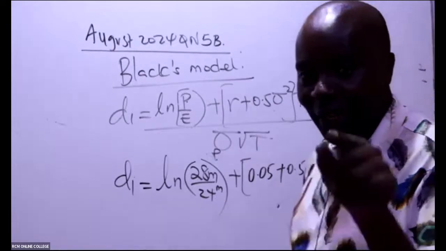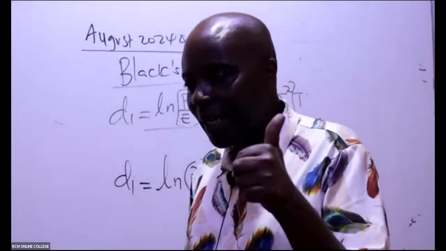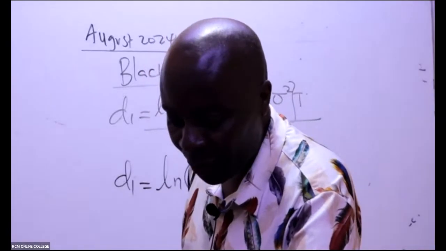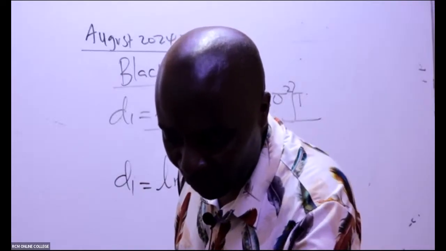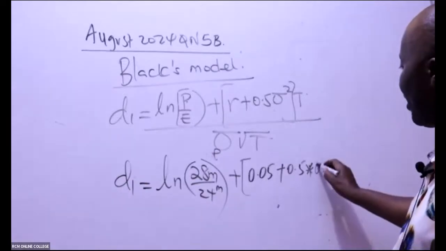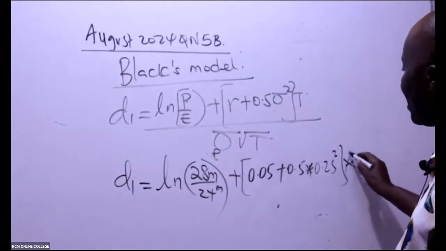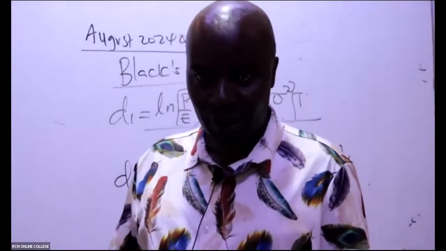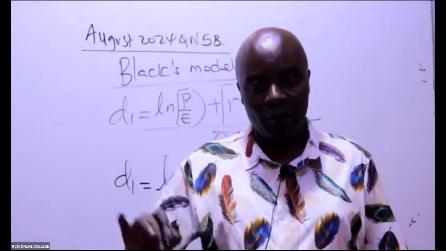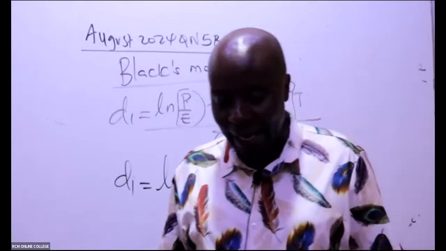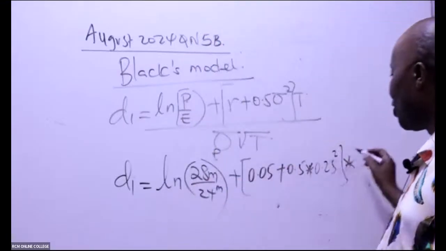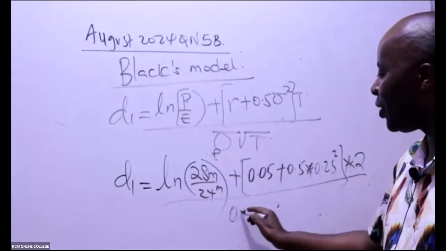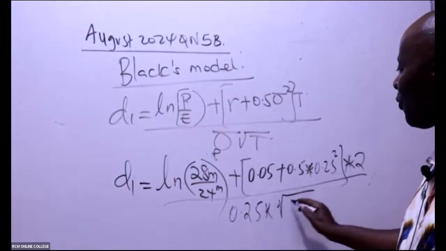Remember, volatility is not variance. Volatility is standard deviation. So what is the standard deviation given in the question? 0.25, 25%, isn't it? So 0.25 squared. Remember that T has to be in years. If they tell you the time to expiration is 6 months, take 6 months divided by 12. But here we are very lucky because we are given time as 2 years. And then everything you divide by 0.25 times root of time, which is 2.